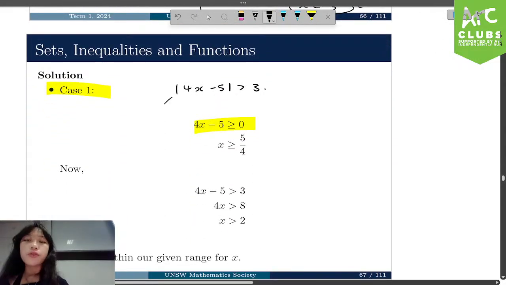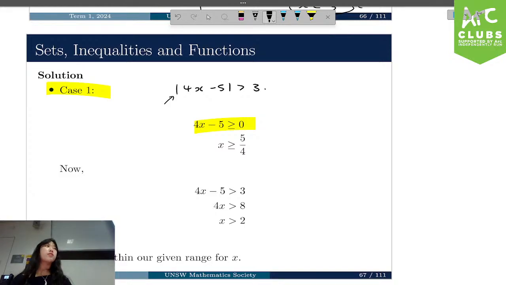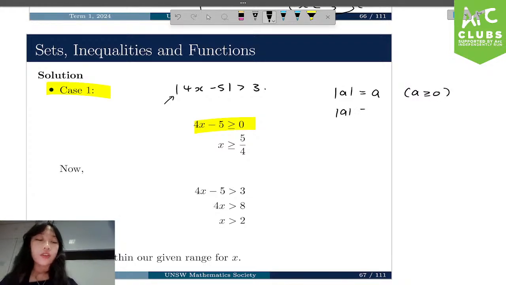So because there's an absolute value and we want to make this absolute value easier to work with, what we want to do is split it up into two cases. When we're taking the absolute value of some value, let's say just a, where a is a real number, the absolute value of a is equal to a if a is greater than or equal to 0. But the absolute value of a is equal to minus a if a is less than 0.